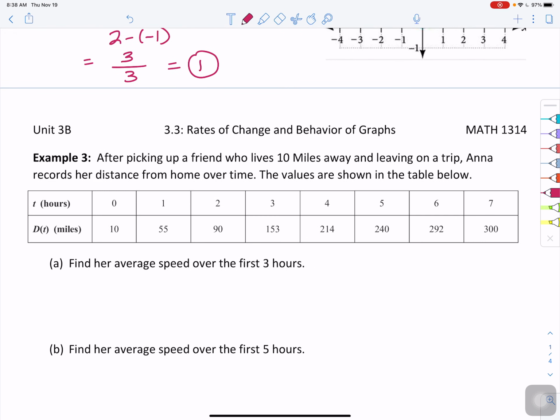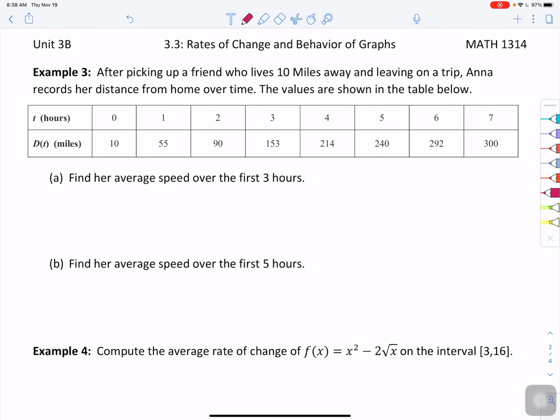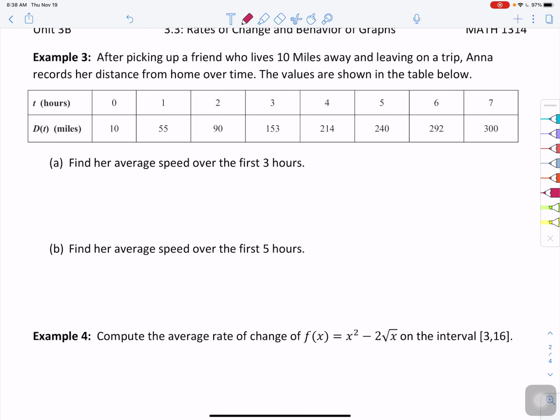Okay, let's try this next problem. In example 3, after picking up a friend who lives 10 miles away and leaving on a trip, Anna records her distance from home over time. So, at 2 hours, she's 90 miles from home. At 5 hours, she's 240 miles from home. So as you can see, this table gives us the distance she is from her home over time. Find her average speed over the first 3 hours.